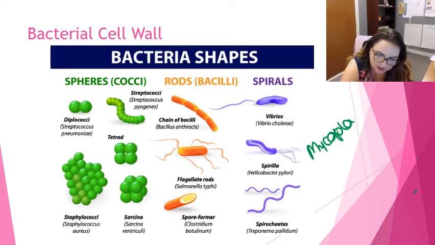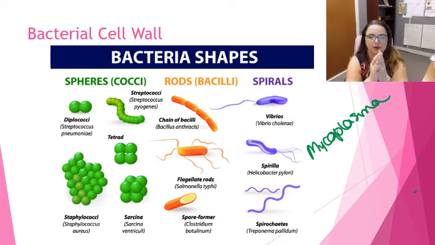Mycoplasma pneumoniae is a cause of atypical pneumonia, but there are other forms of mycoplasma. All the mycoplasma do not have cell walls, but the rest of the organisms do. And the cell wall is actually what gives the bacterium its shape. And we can differentiate organisms grossly based on the thickness of the cell wall.